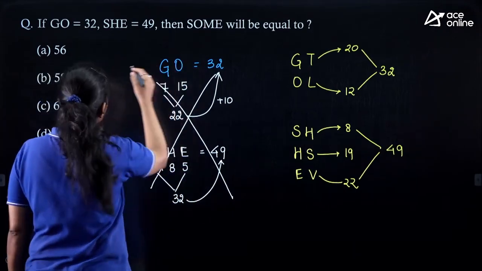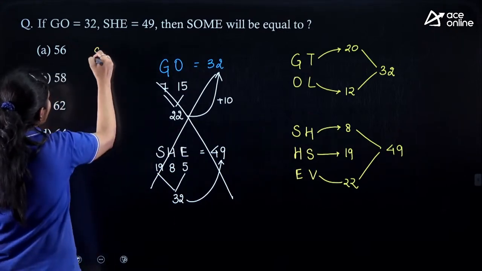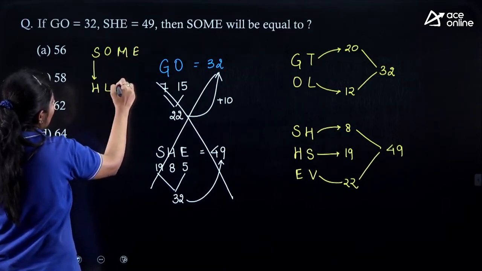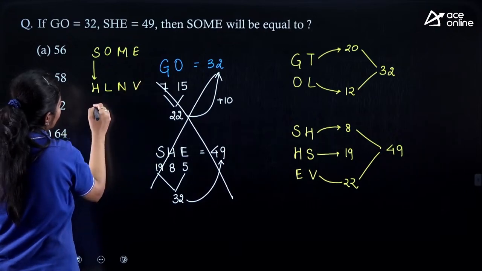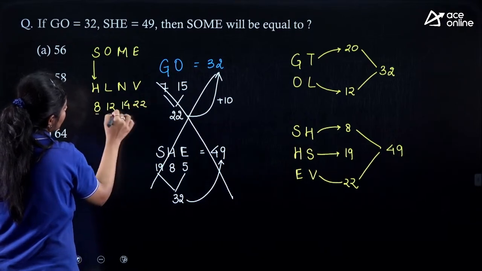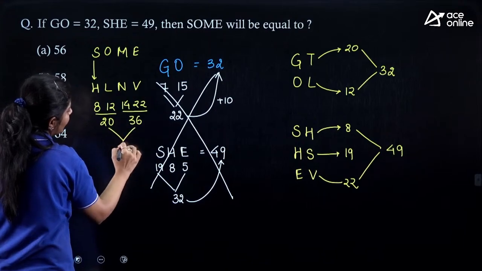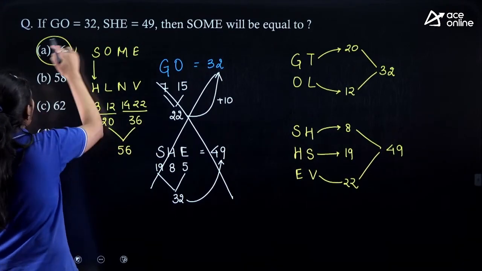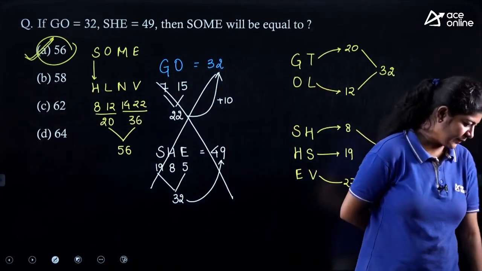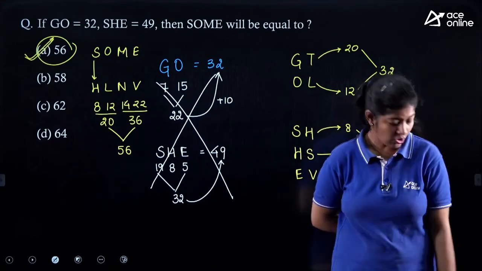Now we need to find out the code that we need to use for sum. So SOME, the opposite pairs are H, L, N, V: 8, 12, 14 and 22. This is nothing but 20 and this is nothing but 36. When you add them up, you will get 56. Option number A is the correct one. Very good Naresh, very good Raju, very good Mark, right? The correct answer over here is option number A.